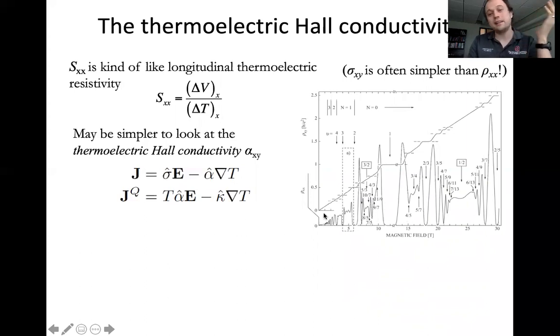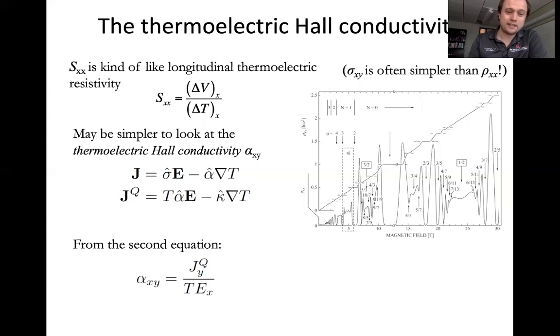And sigma xy, on the other hand, is kind of simple. It has a series of plateaus. The thermal power, or Seebeck coefficient, is kind of like rho xx in the sense that it looks like a longitudinal voltage. So it might be simpler to look at something that looks like a transverse conductivity. In particular, you can talk about the thermoelectric Hall conductivity alpha, specifically the transverse part, which will look like the heat current, say in the y direction, divided by the electric field in the x direction. So this is JQY over EX.